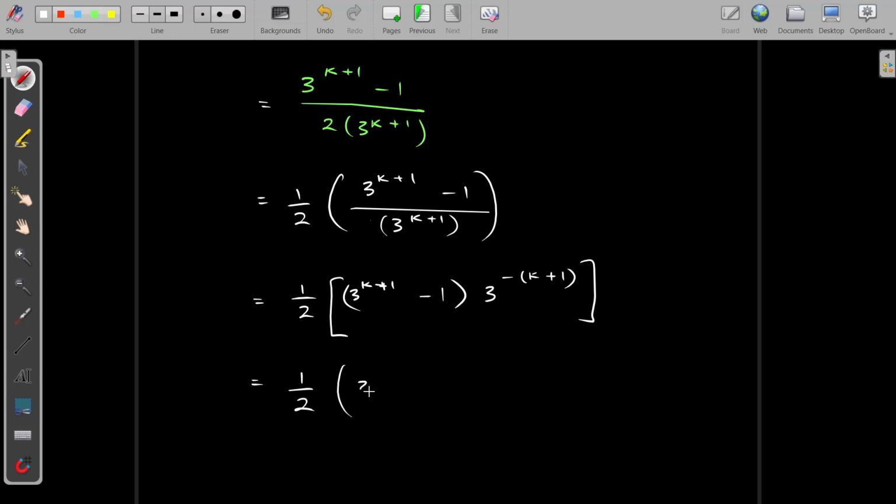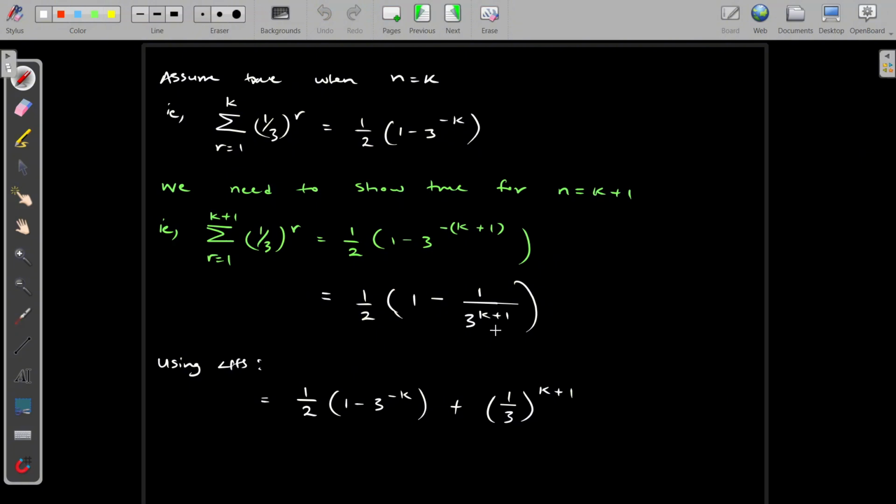So 3 to the 0 minus 1 times 3 to the k plus 1. So this is just a half, 1 minus, and this looks like what we're looking for, I believe.